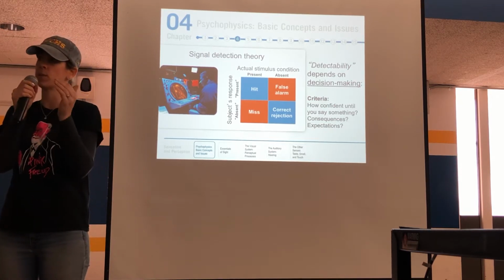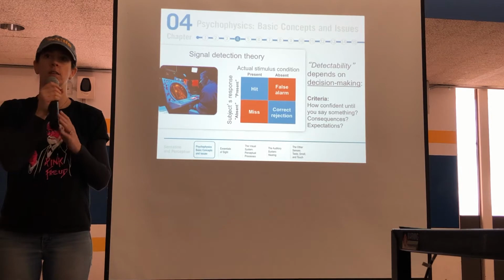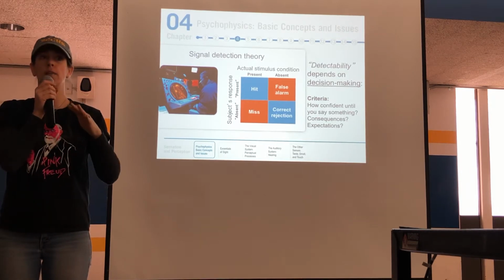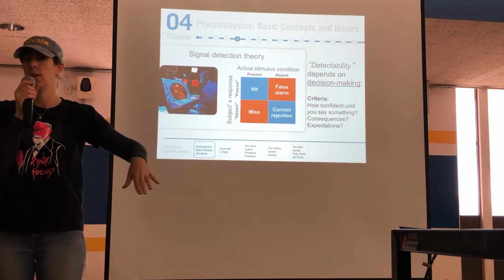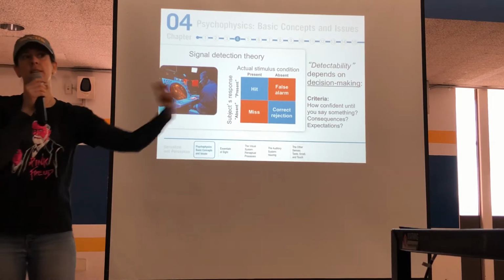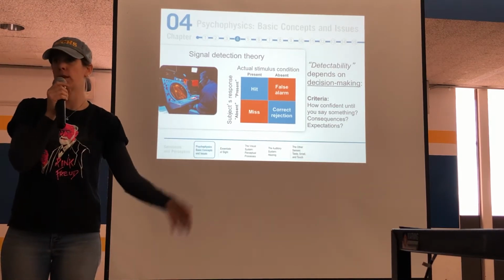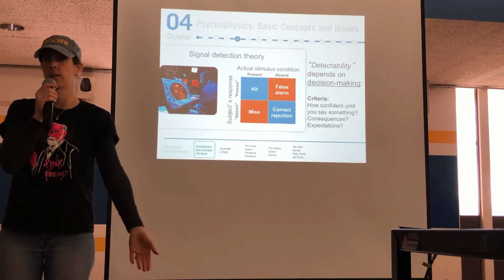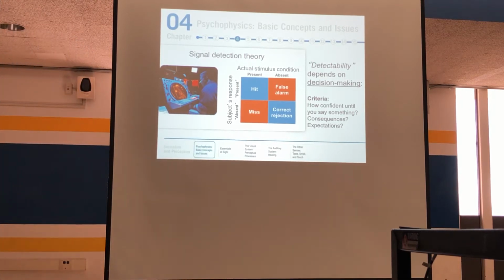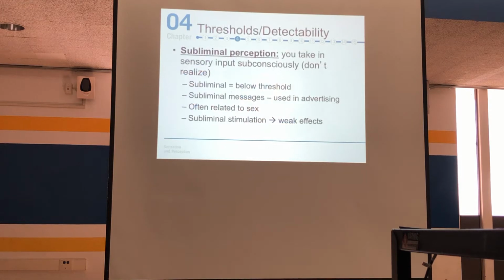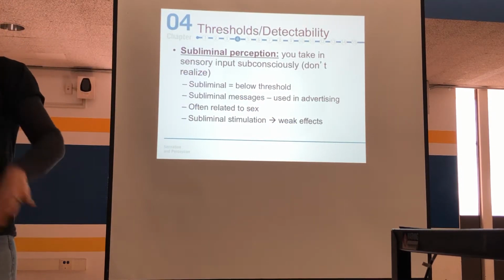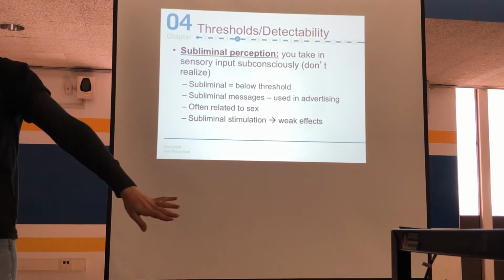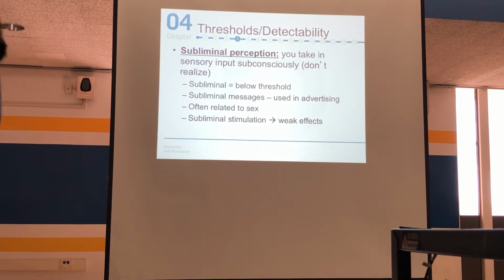What do you call it when the stimulus is there and you say it's there? It's a hit. What about if it's there but you don't notice it? It's a miss. If it's not there but you say it's there, false alarm. And if it's not there and you say it's not there, correct rejection. Good job. Subliminal perception means we take information in, but subconsciously it's below our threshold. Good. Below our threshold.